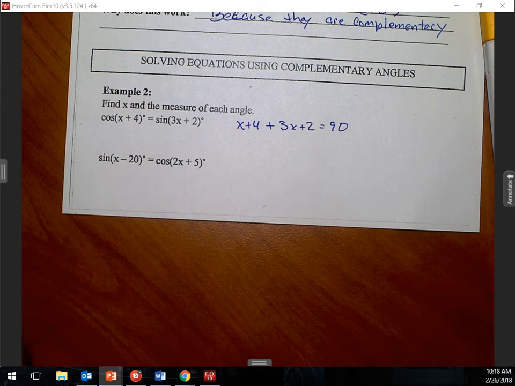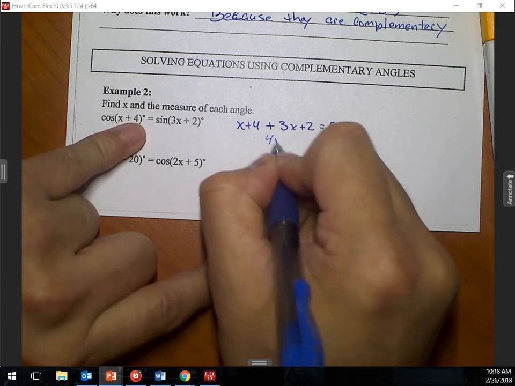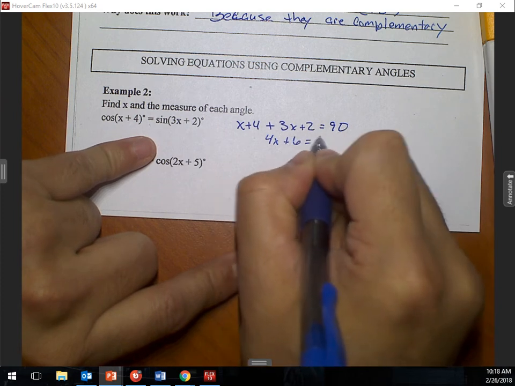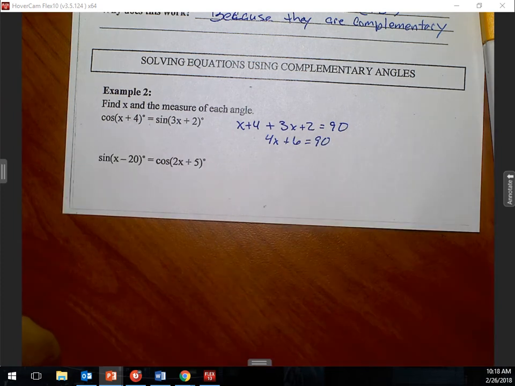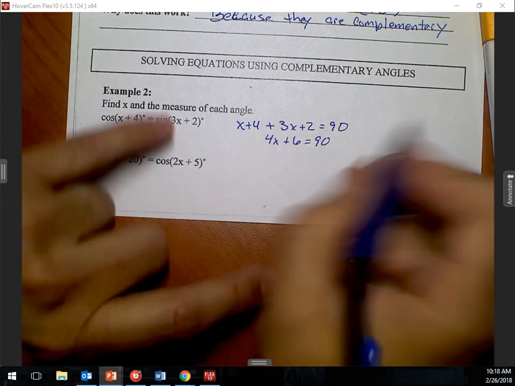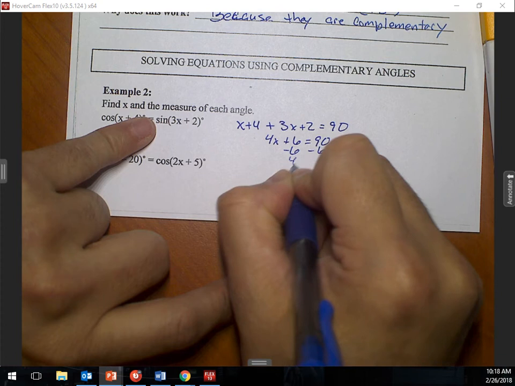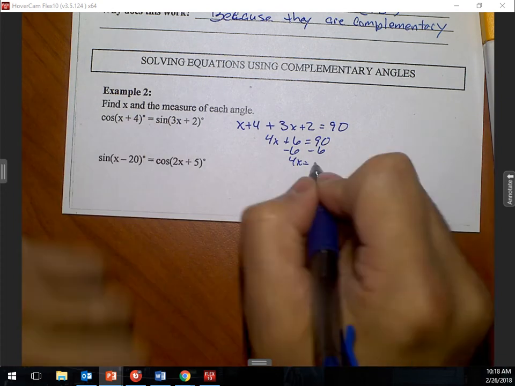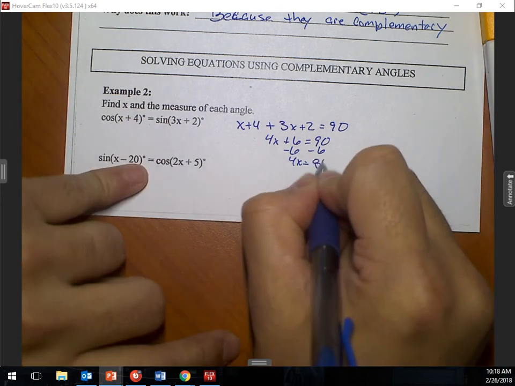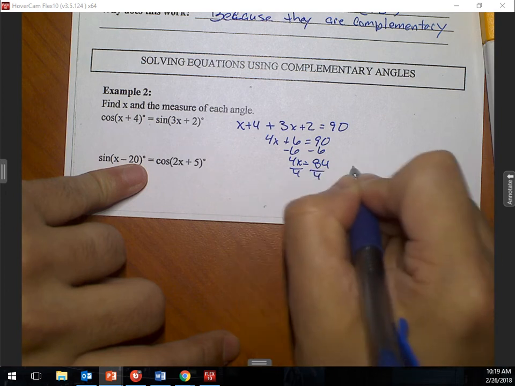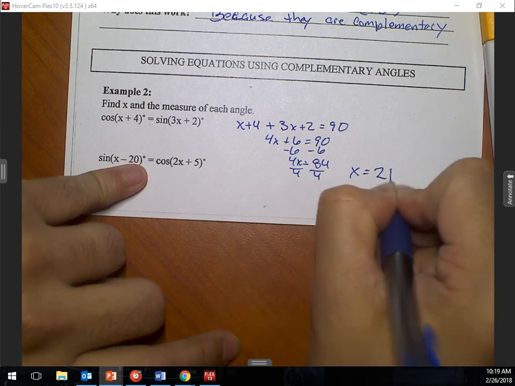Now, let's combine like terms. How many x's do we have there? 4x plus what? 6 equals 90. Now I can go through and start solving. So subtract 6 from both sides, right? 4x is how much? 84. Divide by 4. 21. x is 21.